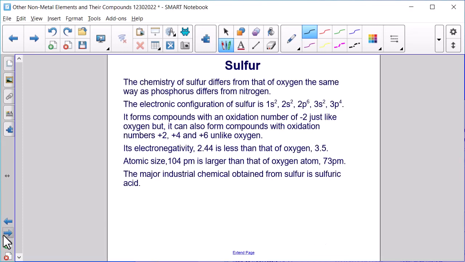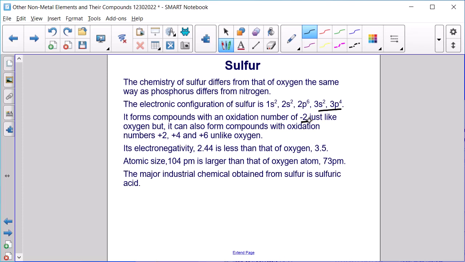Sulfur. The chemistry of sulfur differs from that of oxygen the same way as phosphorus differs from nitrogen. The electronic configuration of sulfur is 1s2, 2s2, 2p6, 3s2, 3p4. It forms compounds with an oxidation number of -2, just like oxygen, but it can also form compounds with oxidation numbers +2, +4, and +6, unlike oxygen.